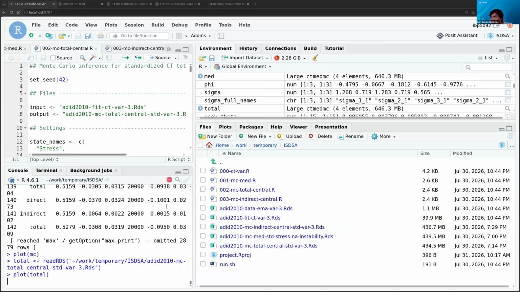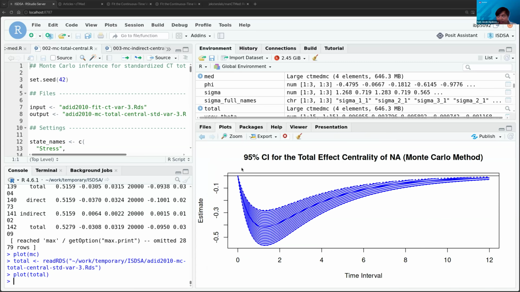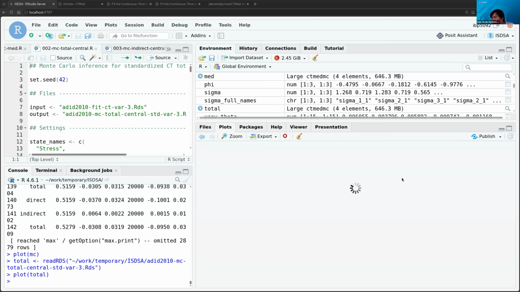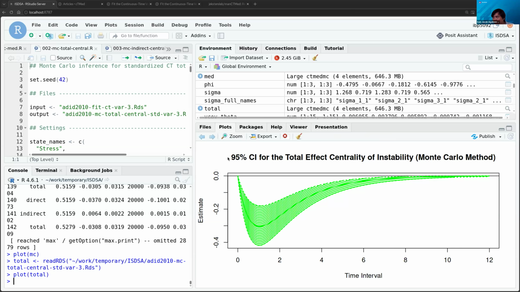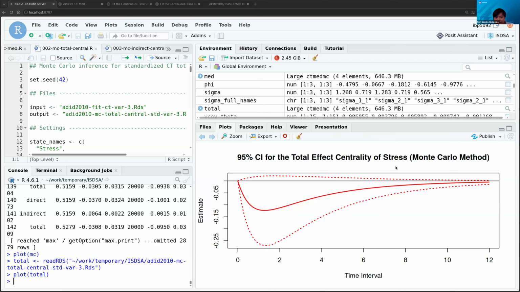So you have a specific plot, one plot per variable in your system. Each particular variable has a specific total effect centrality value. And then you can compare those total effect centrality values to make judgments about how important those particular variables are. So this is the total effect centrality for negative affect, total effect centrality for instability, and total effect centrality for stress. So in terms of the total effect of stress, it's mostly zero.